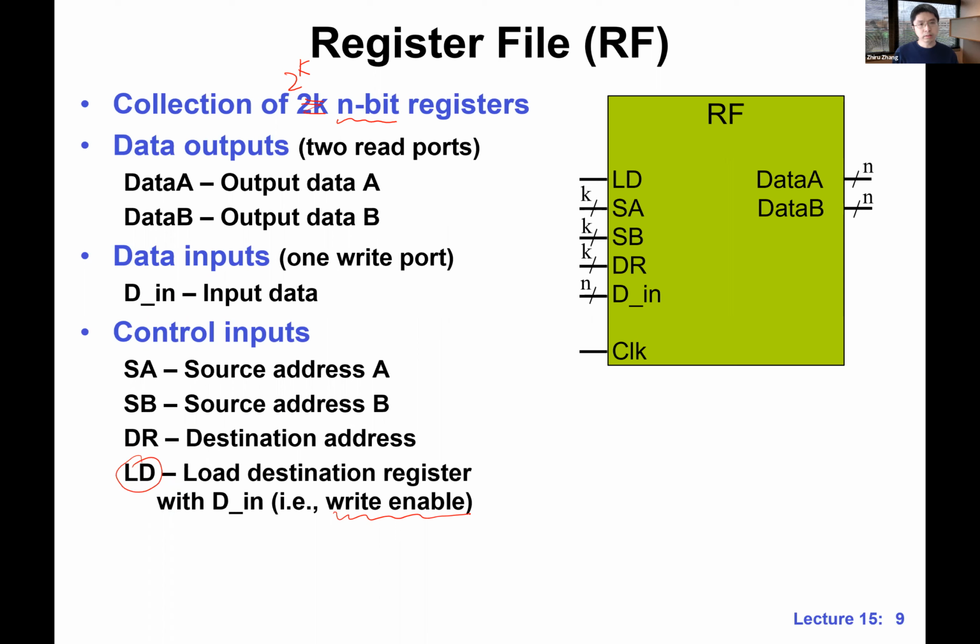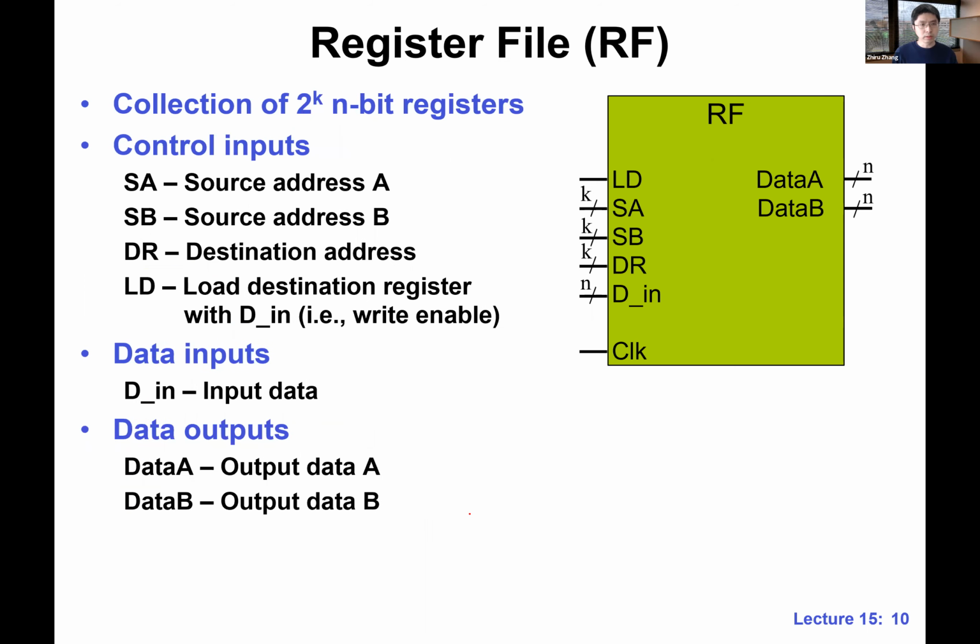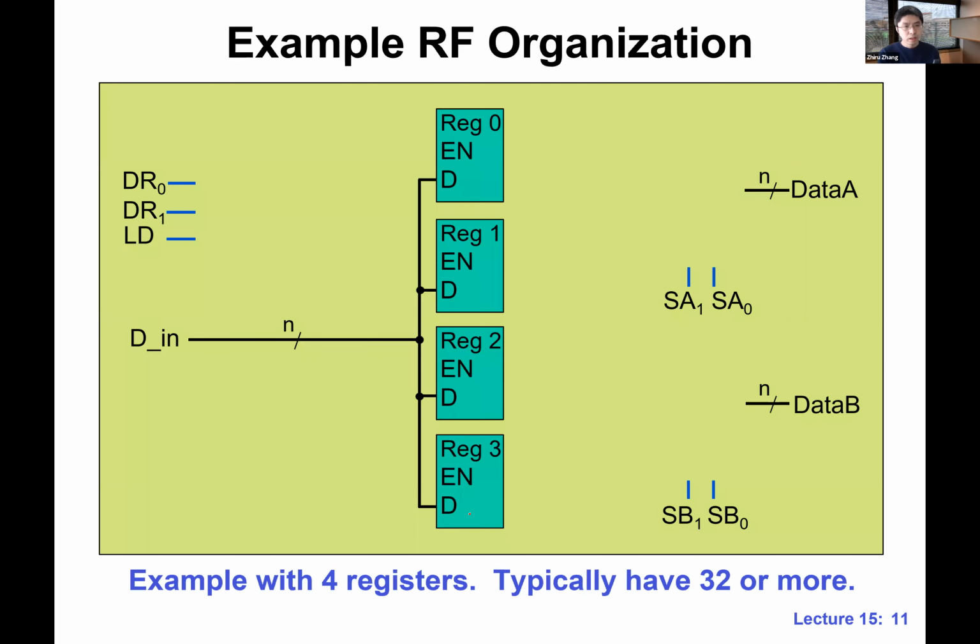All right. So this is somewhat abstract, right? Let's try to look inside, and let's try to understand how exactly this thing is built. First, let's look at a very simple example with just 4 registers in the RF.